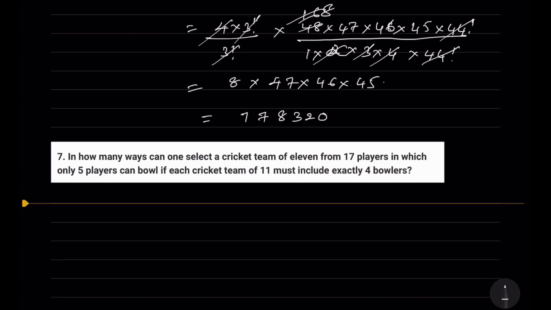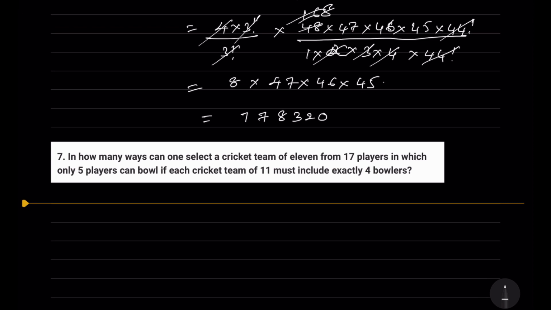So now next. Here you have the 7th problem: in how many ways can one select a cricket team of 11 from 17 players, in which only 5 players can bowl, if each cricket team of 11 must include exactly 4 bowlers? Whenever it is selection, you know that's combination. So first we have to understand this problem and then solve it.